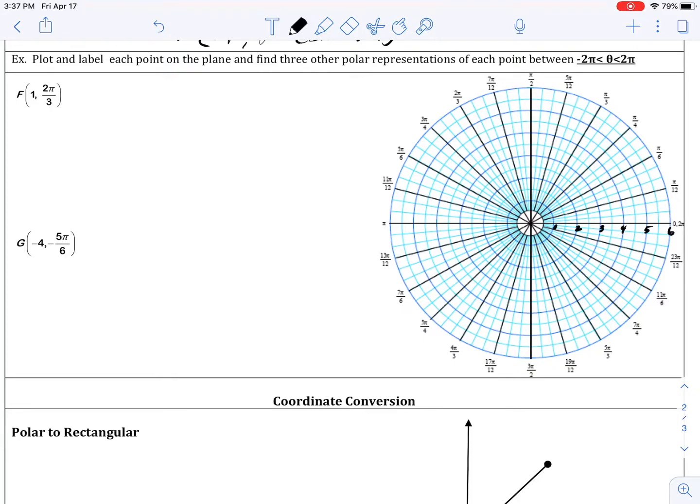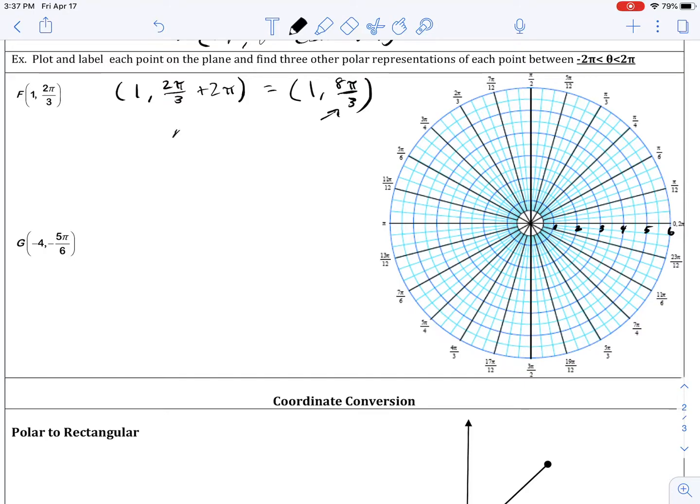The first thing that I could do is find a coterminal angle of my angle 2 pi over 3. So I could say, all right, 1, and take my angle 2 pi over 3, and just add 2 pi to it. And that would give me 1 and 8 pi over 3. Do you see the issue here, however?